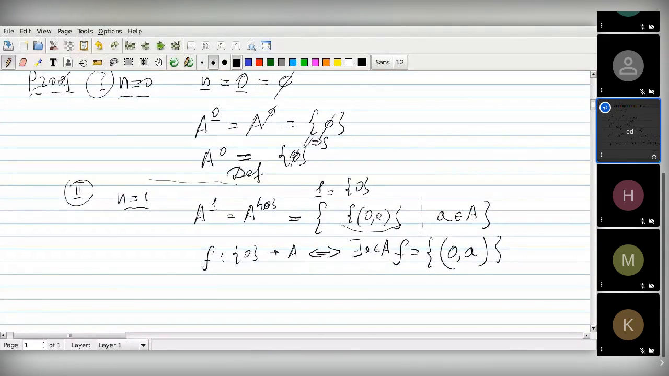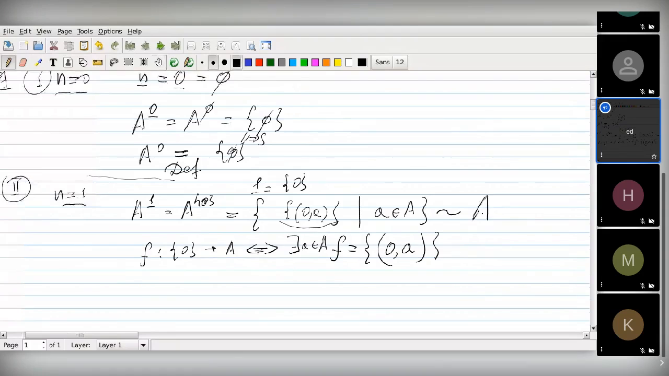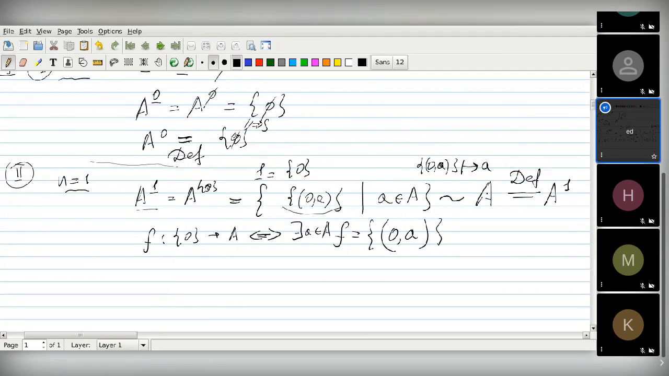But how many such sets do we have? How many? As many as we have elements of A. So this set is clearly equivalent to the set A. So the bijection is of the following form. You map this set to A. So these two are equivalent, we have a bijection. And by definition, this set is just A to the power 1. Is it clear? Yes.